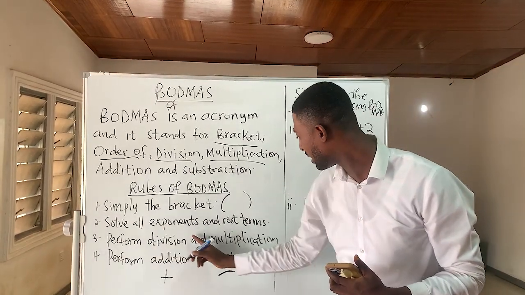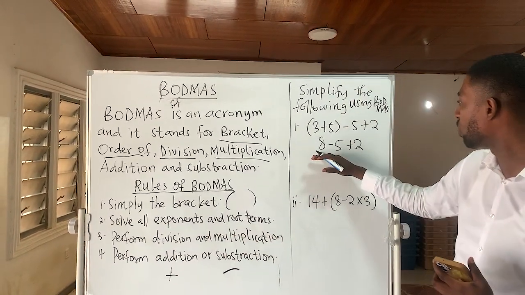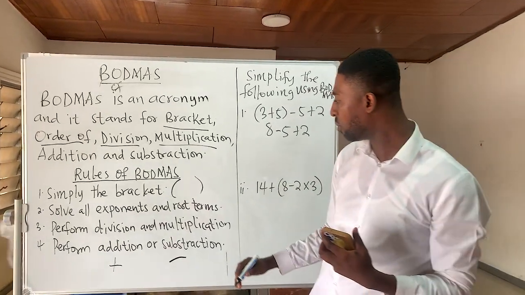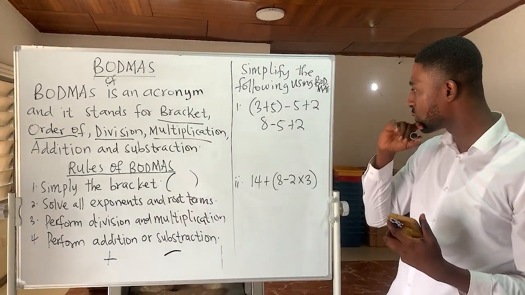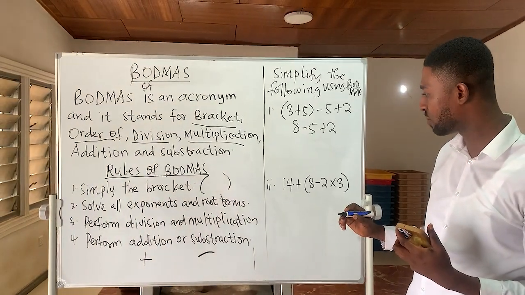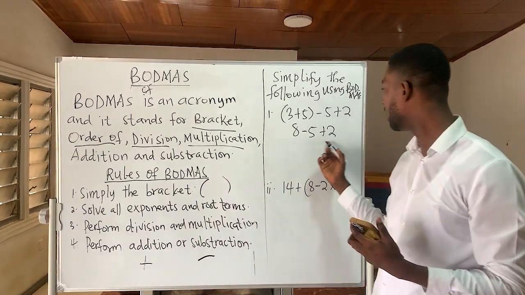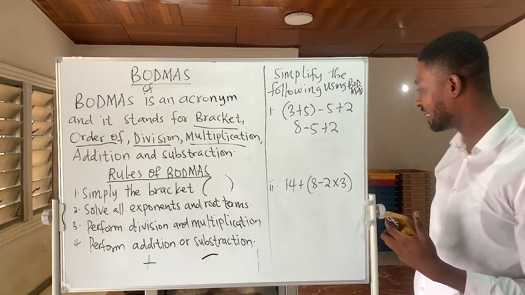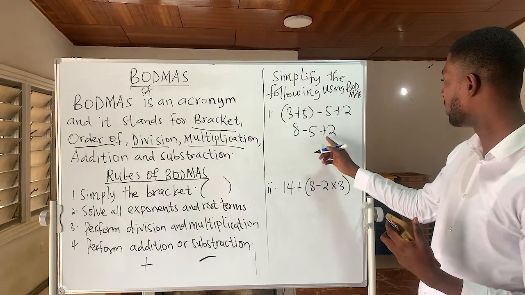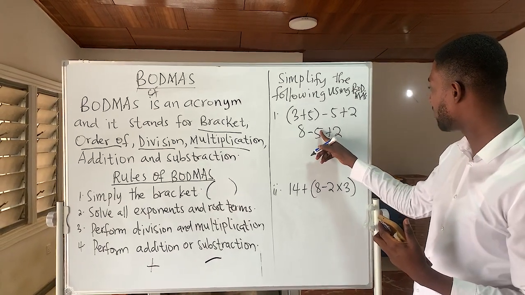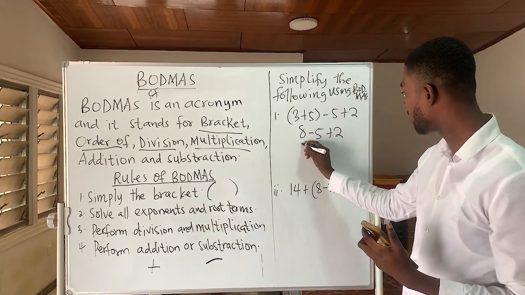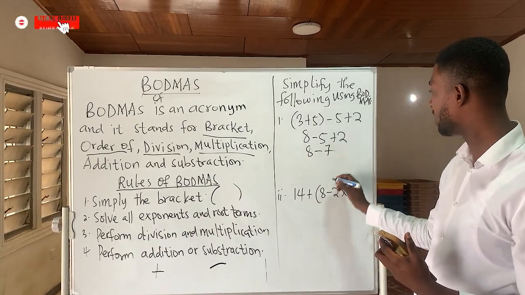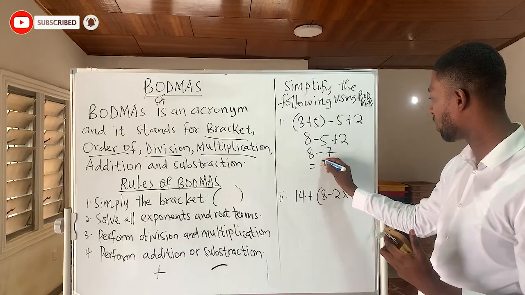Solve all exponent and root terms. There is no exponent here and there is no root term here. Then we perform division and multiplication. So let's check, there is no division and multiplication. Then we move on to the fourth one, which is perform addition and subtraction. So this is the addition. So 5 is added to 2. So we are going to have 8 minus 7. And this will give an answer of 5.